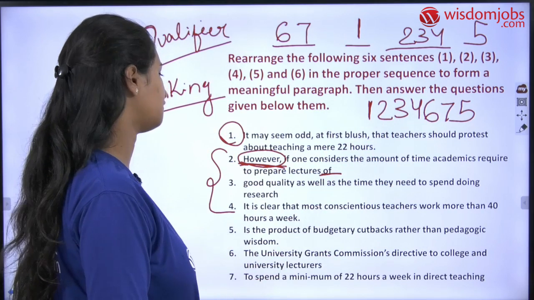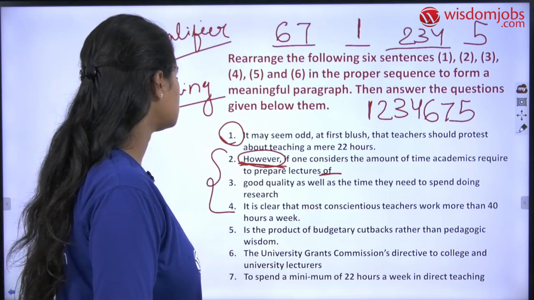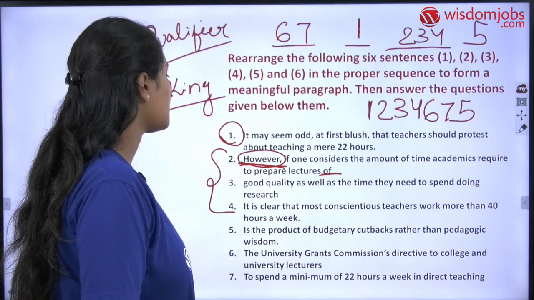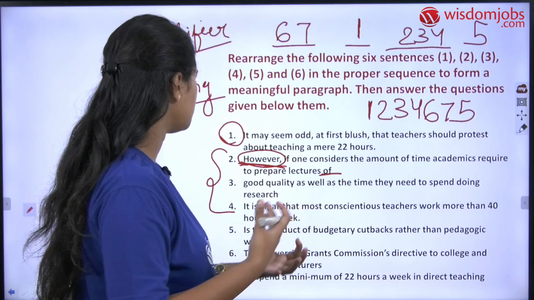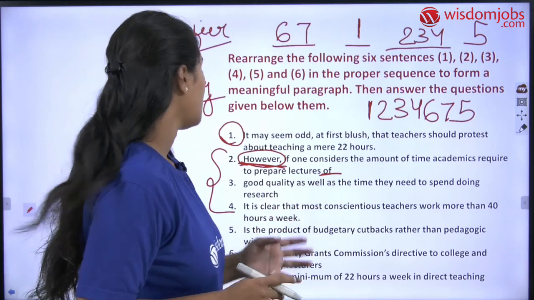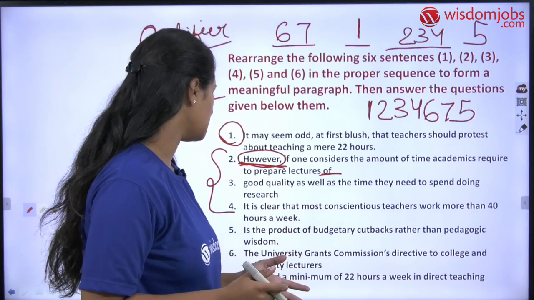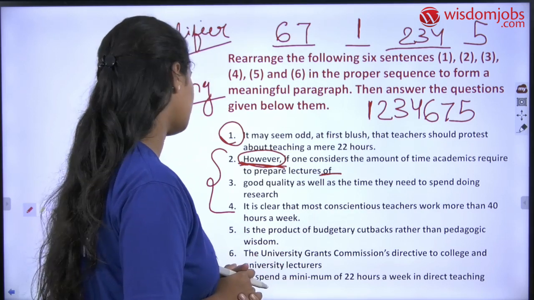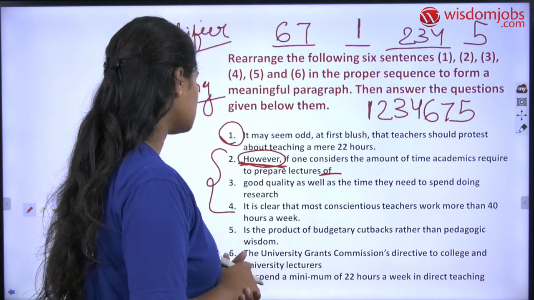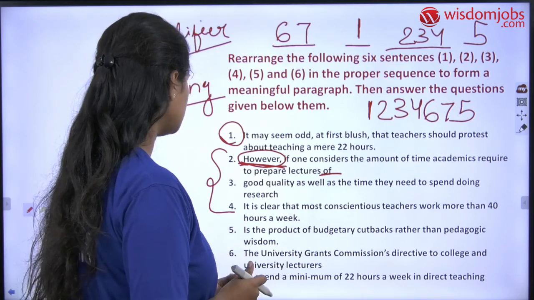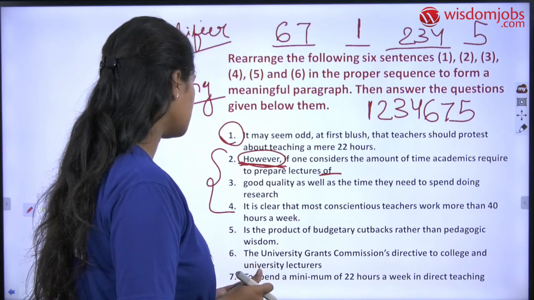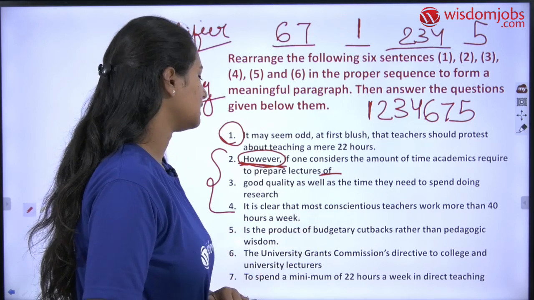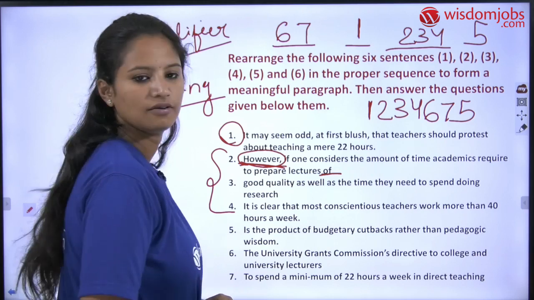It may seem odd at first blush that teachers should protest about teaching a mere 22 hours. However, if one considers the amount of time academics required to prepare lectures of good quality as well as the time they need to spend doing research, it is clear that most conscientious teachers work more than 40 hours a week. The University Grants Commission's directive to college and university lectures to spend a minimum of 22 hours a week in direct teaching is the product of budgetary cutbacks rather than pedagogic wisdom.